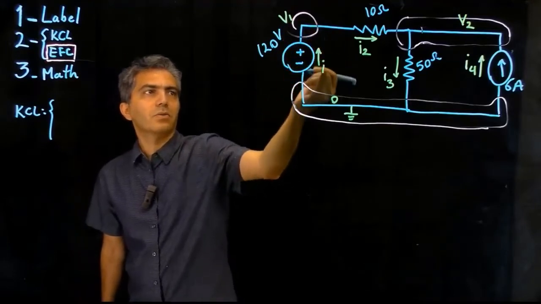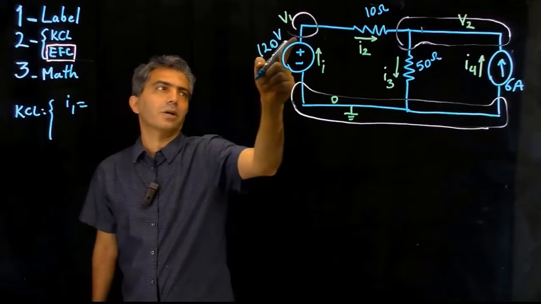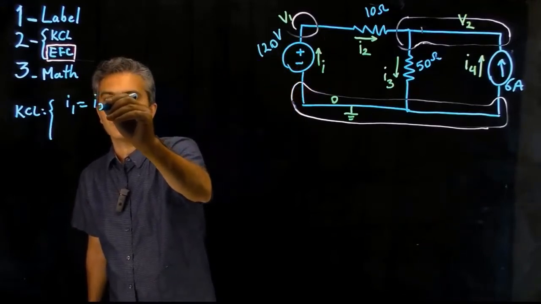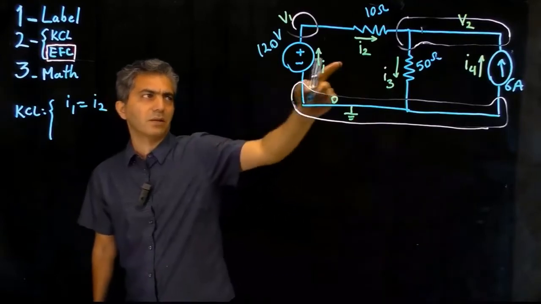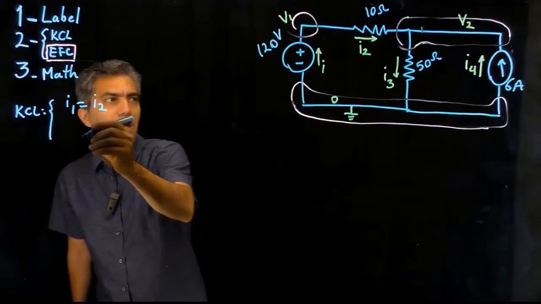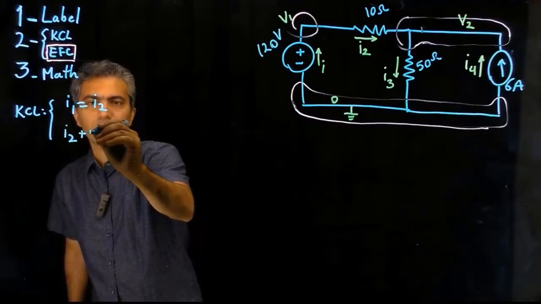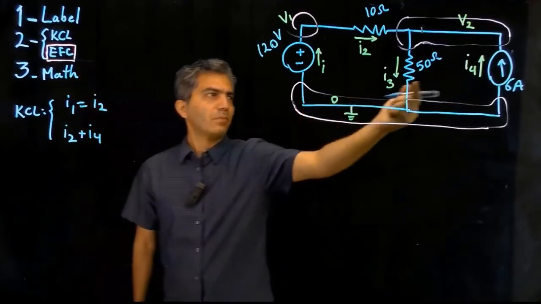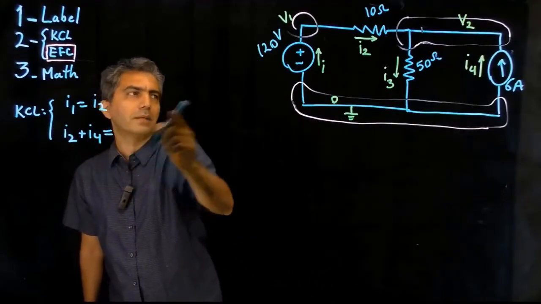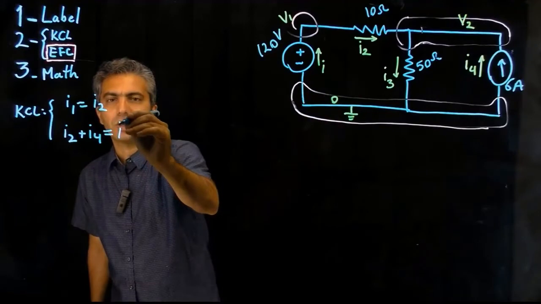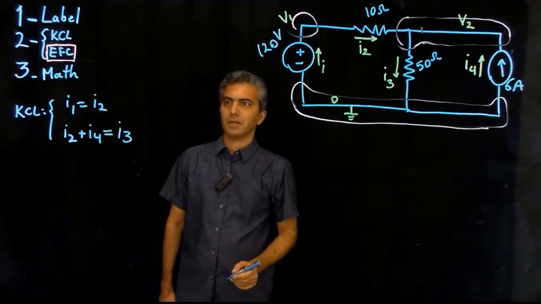So for that node, there's current I1 going into that node, and there's current I2 leaving that node. They have to be equal to each other. For the second node, V2 node, we have I2 going in, and also we have, in this case, I4 going in. Add them up, and that should be equal to current I3 leaving that node. And we're done with the KCL.